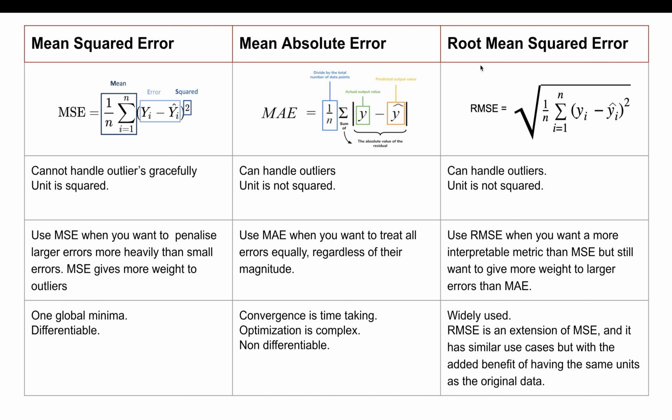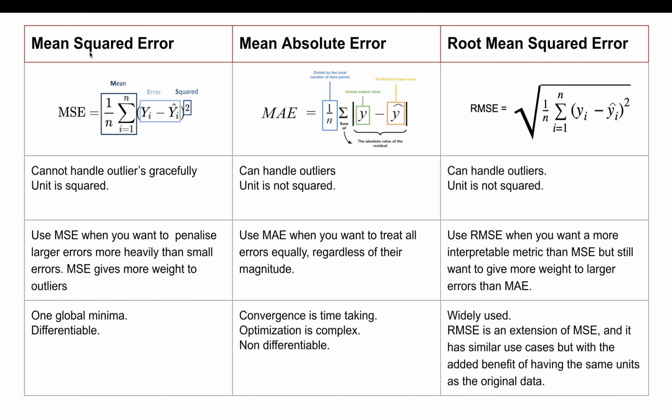Now, similarly, when you talk about root mean squared error, in that case, again, it is same as your mean squared error. You are just putting a root over here, right? This is the difference. Now, which one we should use and when we should use depends on a few factors.